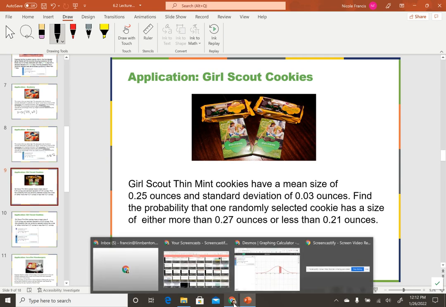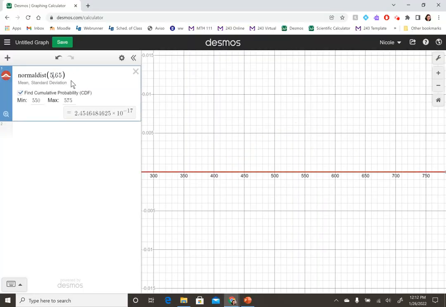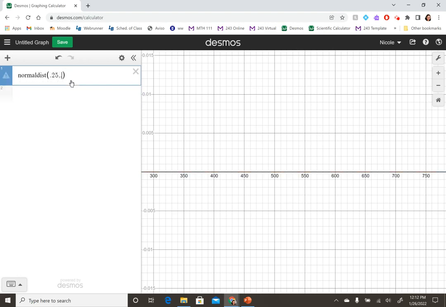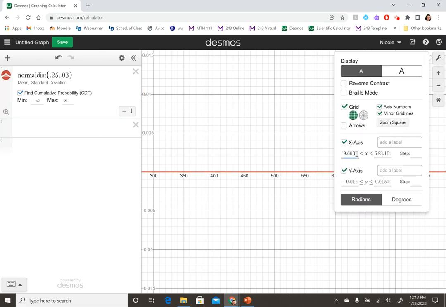So the mean is 0.25 and the standard deviation is 0.03. And again, let's just set these back to negative infinity and infinity. You don't have to do this, but I just wanted to show you guys that you can just type in infinity and that will reset the boundaries. Okay, now it's not showing anything because I need to adjust my scale.